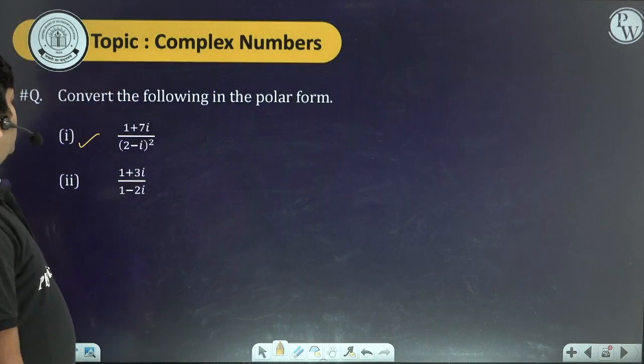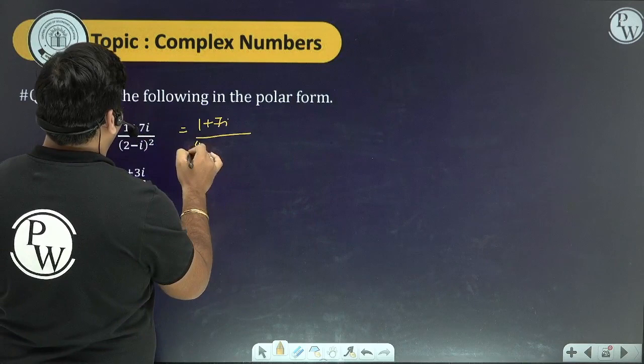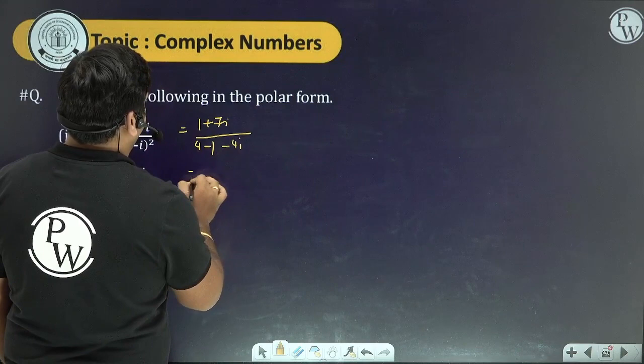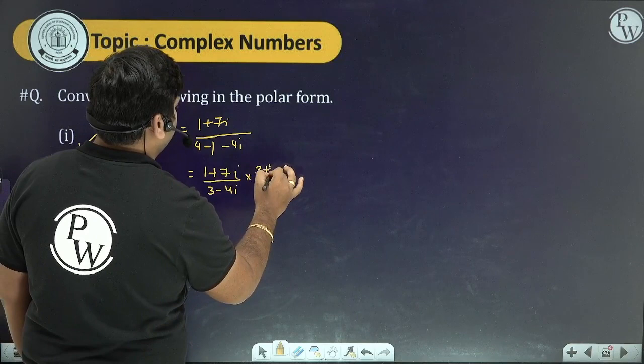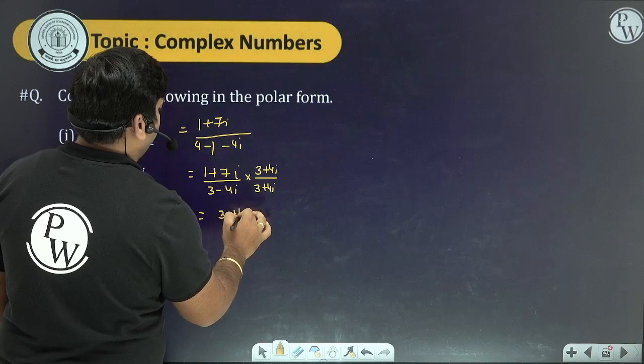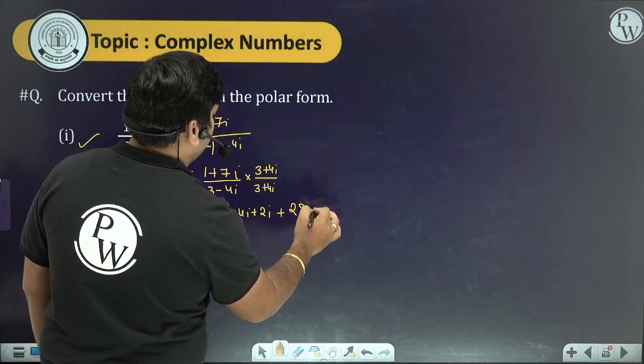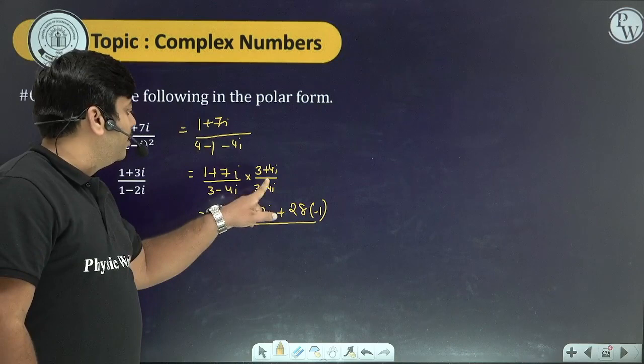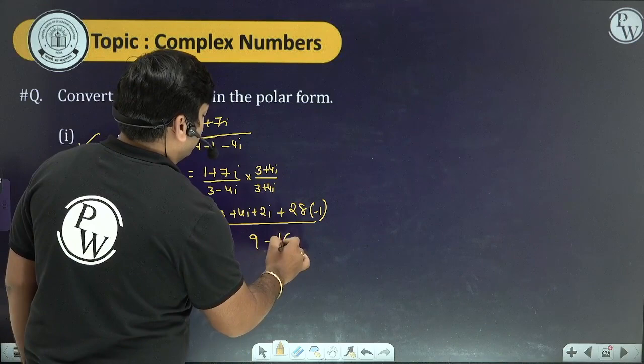So, people, 1 plus 7i by 3 minus 4i. Multiply with 3 plus 4i by 3 plus 4i, right? So 1 into 3 is 3, plus 4 into i, plus 7 into 4 is 28, i square is minus 1. The denominator is (a plus b) into (a minus b), a square minus b square, that becomes 9 minus 16 i square.